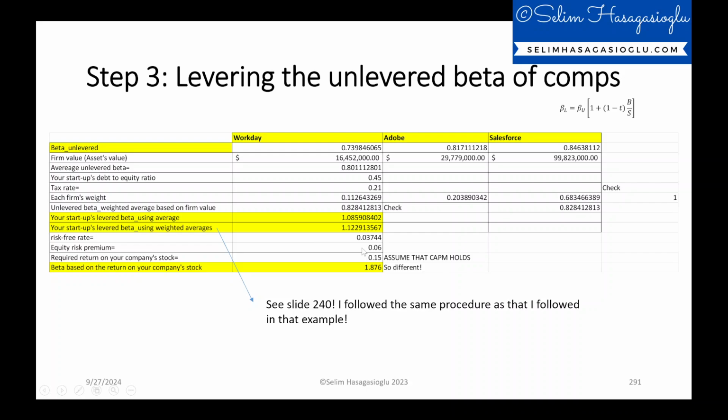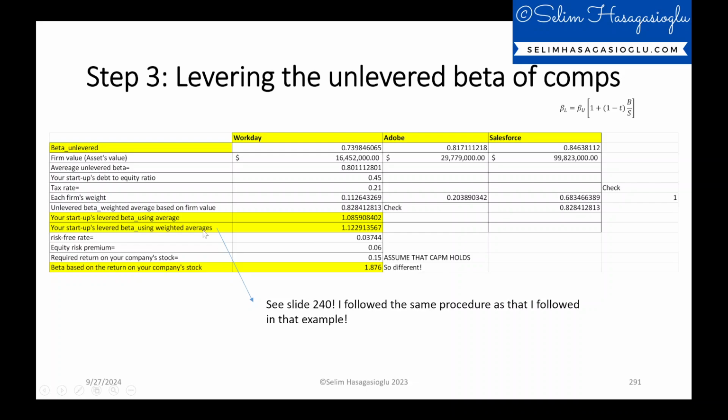And of course, we can also use CAPM if we actually know things about the returns on the stock, the required return on the company's stock. We have risk-free rate, we have equity risk premium, and required return on your company's stock, which was given as 15%. And we assume that, of course, CAPM holds. So based on these input values, you can calculate the beta of your company, which is 1.88. So this is actually very different from all these two values.